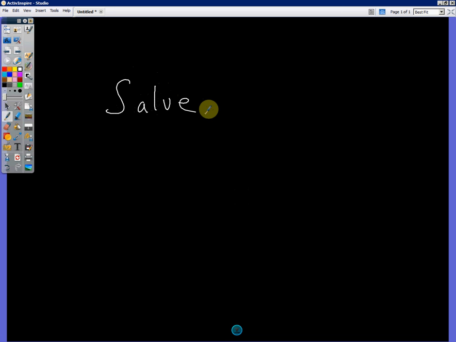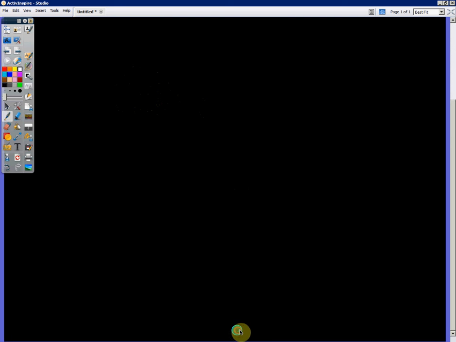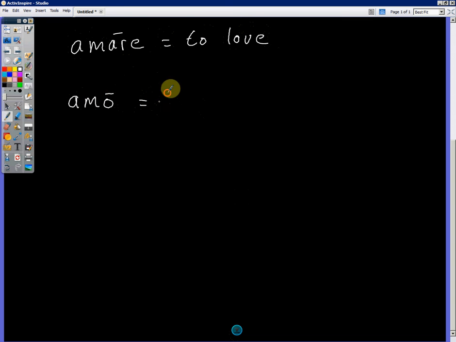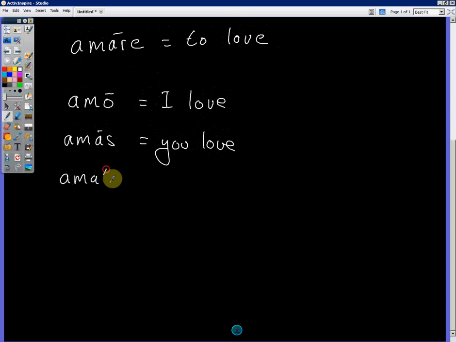Last time we were looking at the present tense of amo, or we started to look at it. So let's get straight back into that. We had the infinitive form, amare. We know that amare means to love. And from that we had amo, which means I love. Then we went to amas, which means you love. And the final thing we did was amat, which means he, she, or it loves.